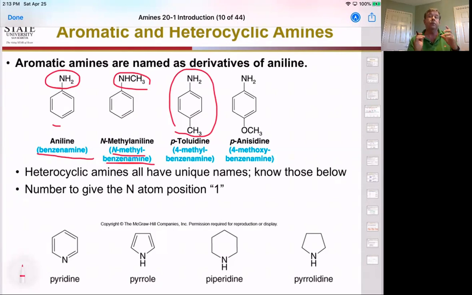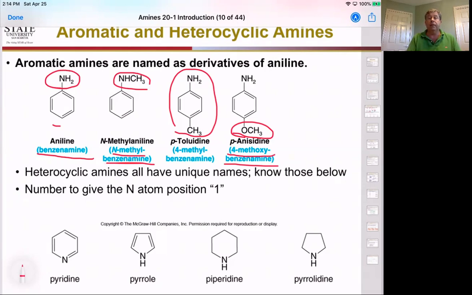Notice ethers also do not change the parent name. Therefore, when we have this alkoxy group as a substituent on benzene, the parent becomes the benzamine, and then we have to have the ether as the substituent. So in this case, we have the 4-methoxy benzamine.